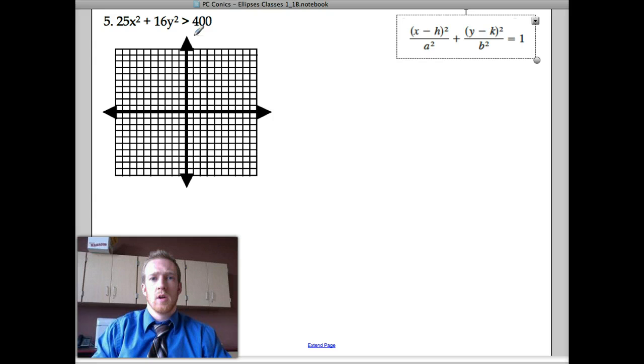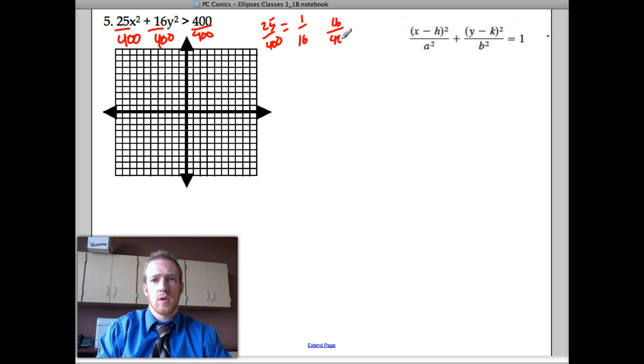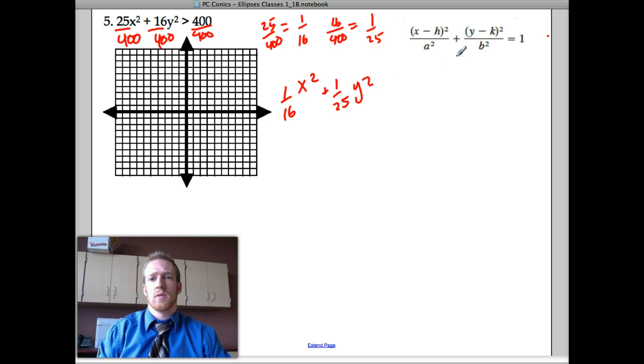So let's do this problem here. We have to have it equal to 1, so we're going to divide everything by 400. That gives us 25 over 400, which reduces to 1 over 16, and 16 over 400 reduces to 1 over 25. So we get 1/16 x squared plus 1/25 y squared, which in proper form is x squared over 16 plus y squared over 25 equals 1.